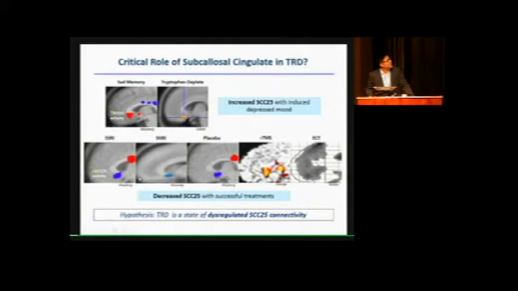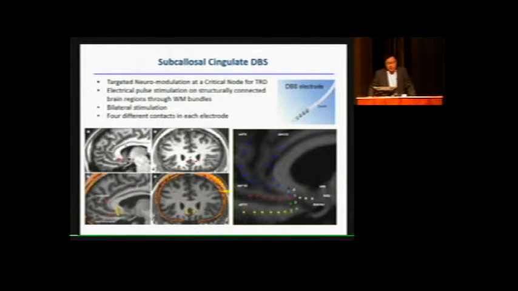However, it's not only CG25. CG25 is connected to several brain regions and builds a network. So our hypothesis is that TRD is a state of dysregulated SCC25 connectivity. Here is a brief summary about the SCC DBS.